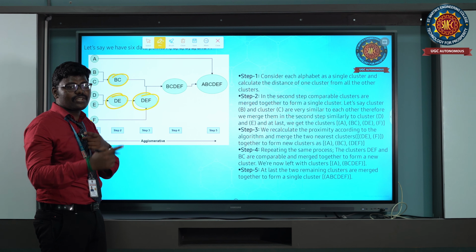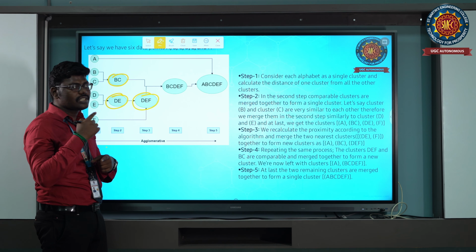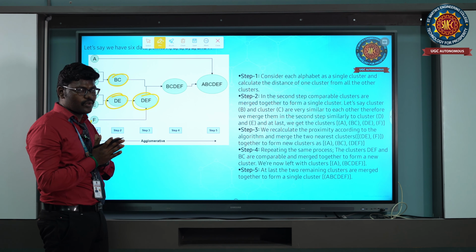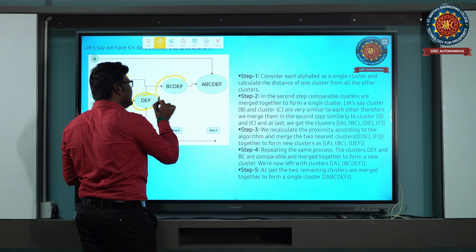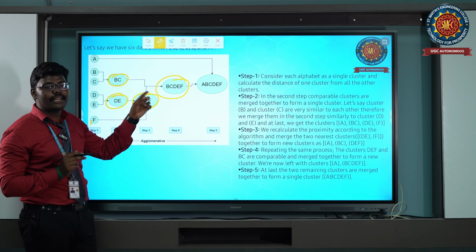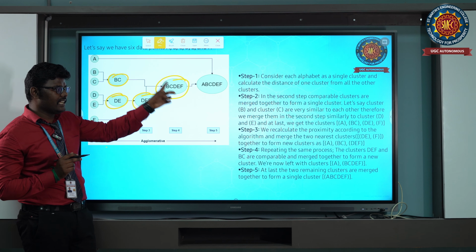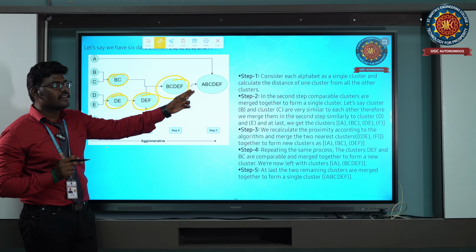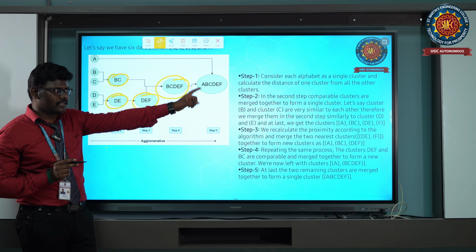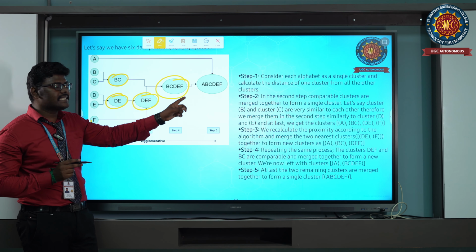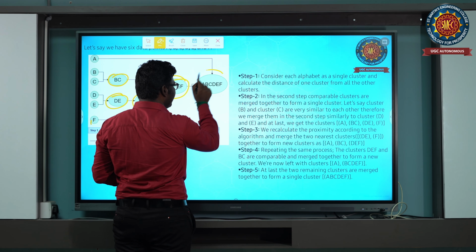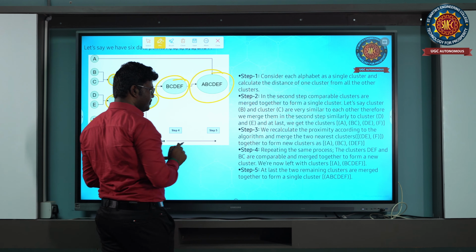Next step, again we check which are closest. BC and DEF are the closest, so we merge BCDEF as one group. Now the available clusters are A and BCDEF, only 2 clusters. What is the last rule? We have to keep merging until we form one cluster. So now we merge A, B, C, D, E and F into one group.